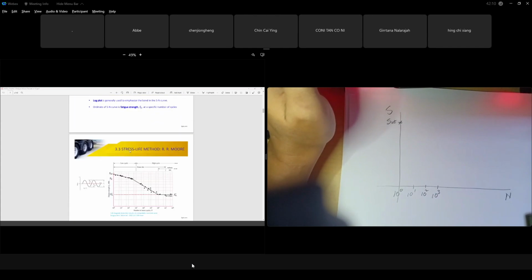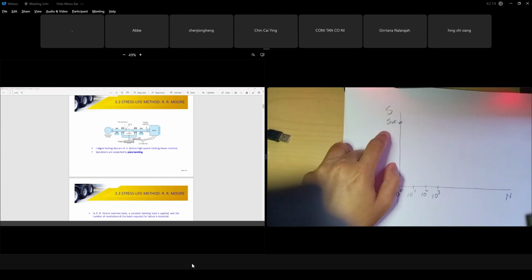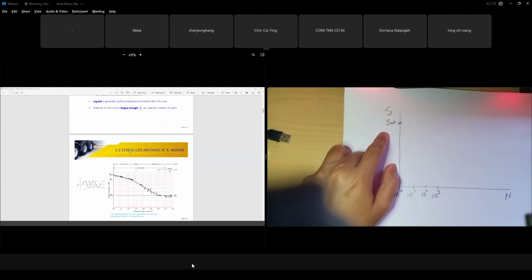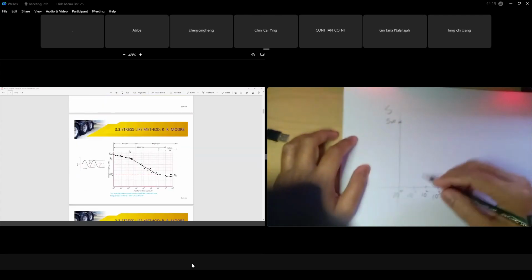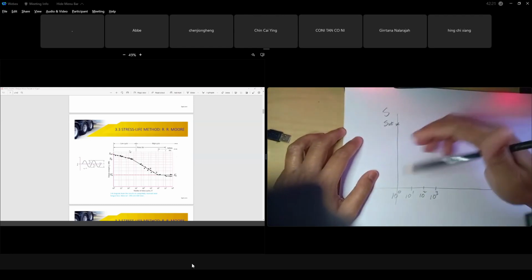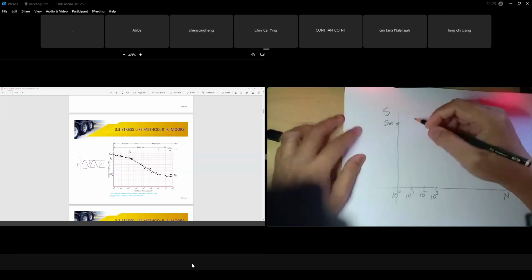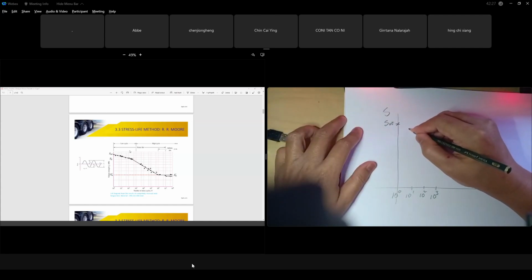Are you with me or not? Okay. Then they put the lower weight. This one is SUT, of course, logically SUT. Then they put a little bit lower weight than SUT, the load applied on the shaft or that standard. Then they jot down how many cycles until it breaks, like this.